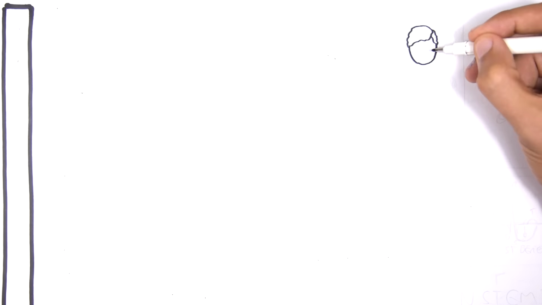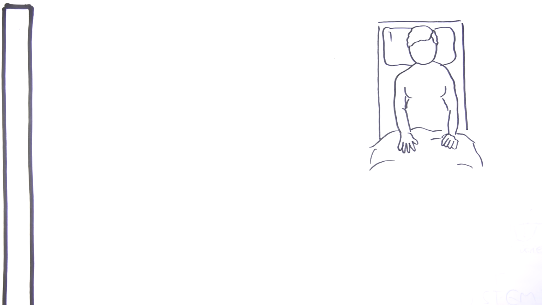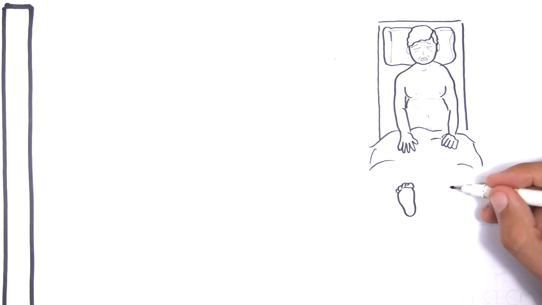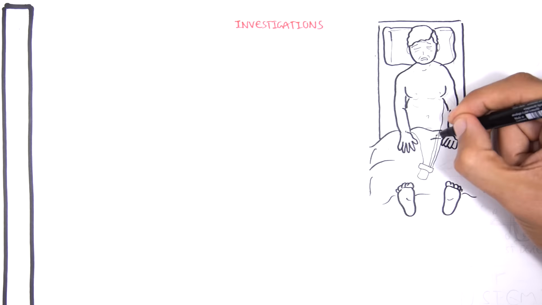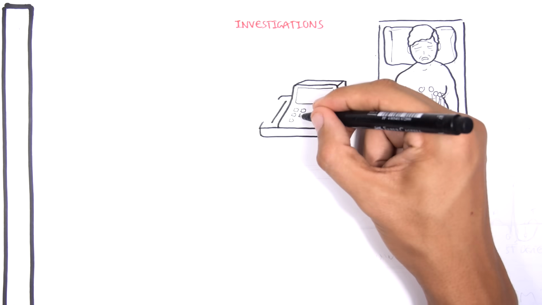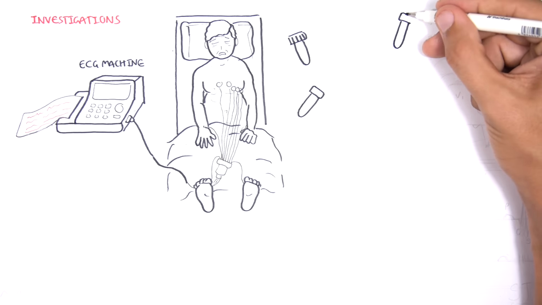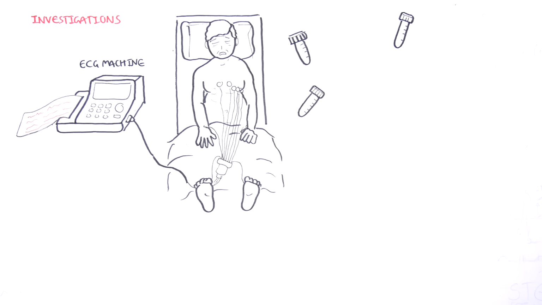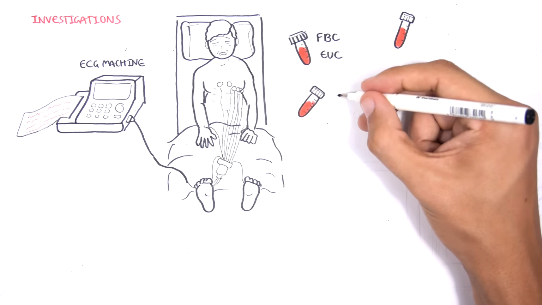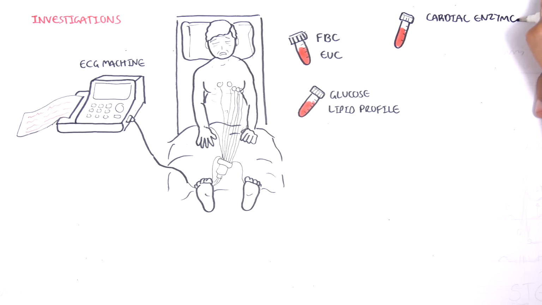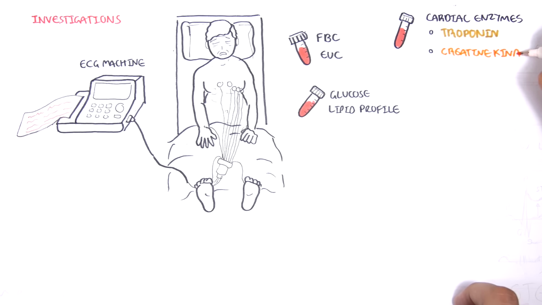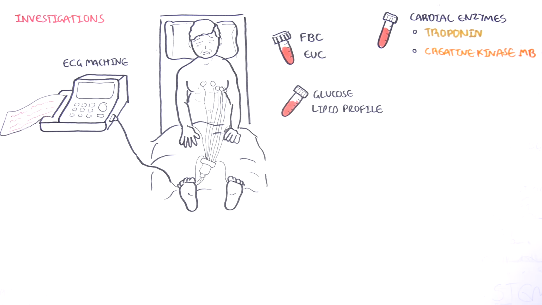So if someone presents with those signs and symptoms of acute coronary syndrome, such as the central chest pain radiating to the left arm, you must perform investigations. And these include an ECG to check for signs of a STEMI or non-STEMI, a full blood count, EUC, glucose, lipid profile, and of course, most importantly, cardiac markers or cardiac enzymes such as troponin and creatine kinase MB. But usually troponins are the only one ordered.